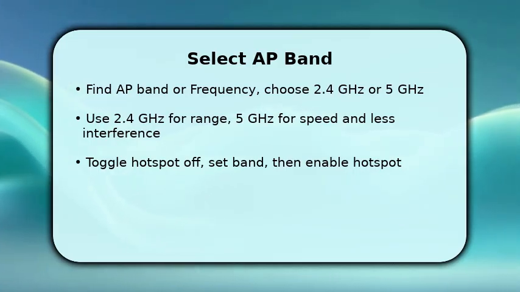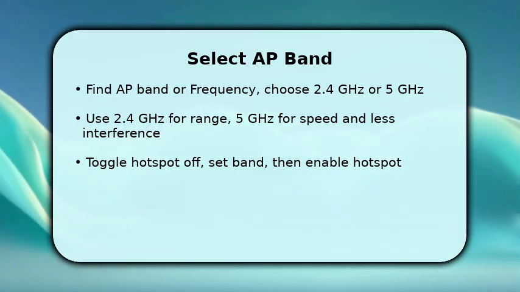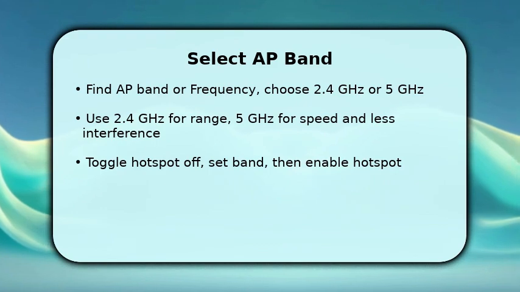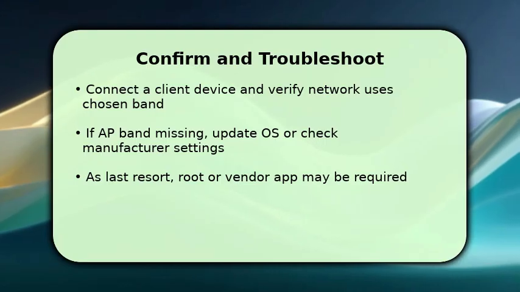Turn the portable hotspot off before you switch to force the radio to reinitialize on the new band, then enable the hotspot again. If you see an auto option, avoid it if you need a guaranteed band selection for connected devices. Finish by testing a client device.